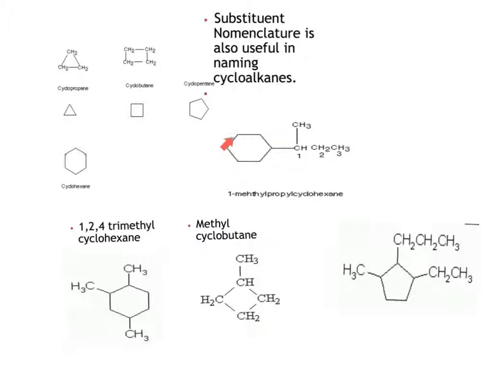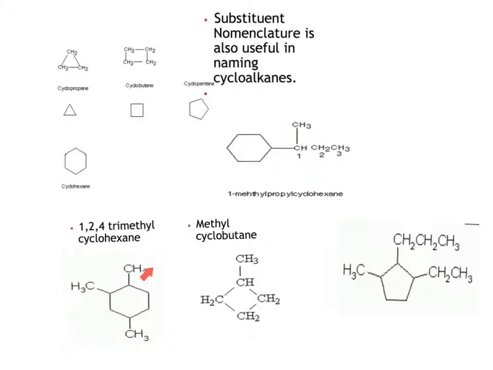Now we can also name chemicals where we have something coming off of our cyclo compound. So here we have a cyclohexane, and then we notice that we have a 1, 2, 3 carbon chain coming off, and this is a little chain, so this is a propyl. So now we have a propyl cyclohexane, and then we have this little chain coming off of carbon 1. So we have a 1-methyl propyl cyclohexane.